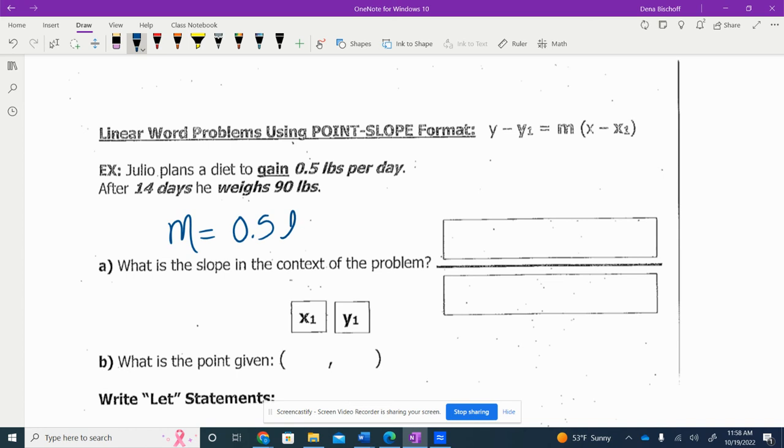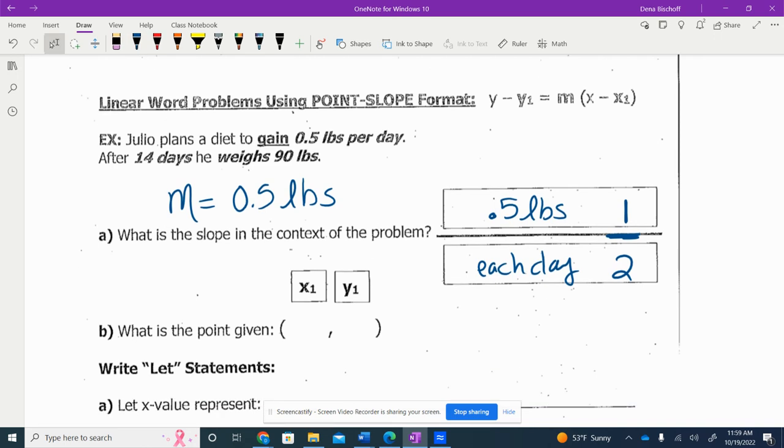So 0.5 pounds. In the context of the problem, I could put 0.5 pounds for each day, but I'm actually going to turn it into a fraction. I'm going to write it like this, because 0.5 is 1/2, right? Okay. It says, what is the slope? Oh, I already did that one. Sorry. What is the point that's given?